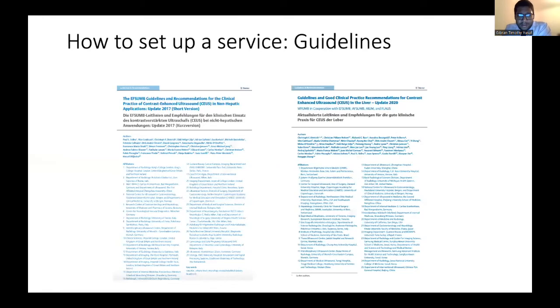EFSUMB, I've mentioned EFSUMB before, have got these freely downloadable guidelines, which I very strongly recommend. And if you look closely, one of our moderators on here is also on the hepatic guidelines, who I'm sure would be happy for me to mention. These are excellent guidelines, and they really do detail everything you need to know about contrast enhanced ultrasound, both in the liver and outside the liver. And they show very much how to do it, as well as what you need to look for in each lesion.